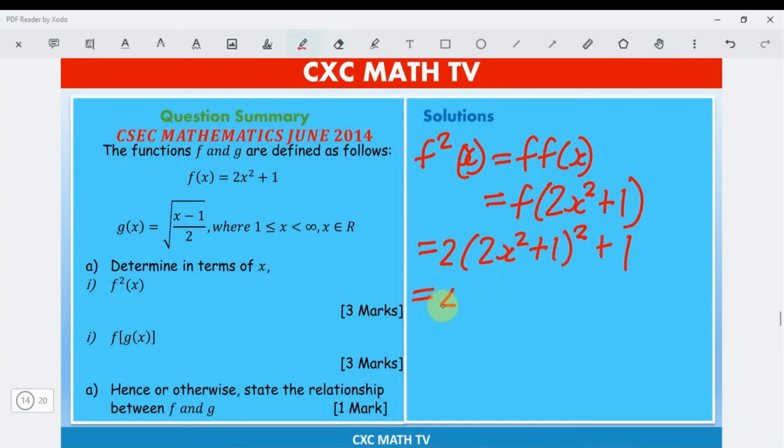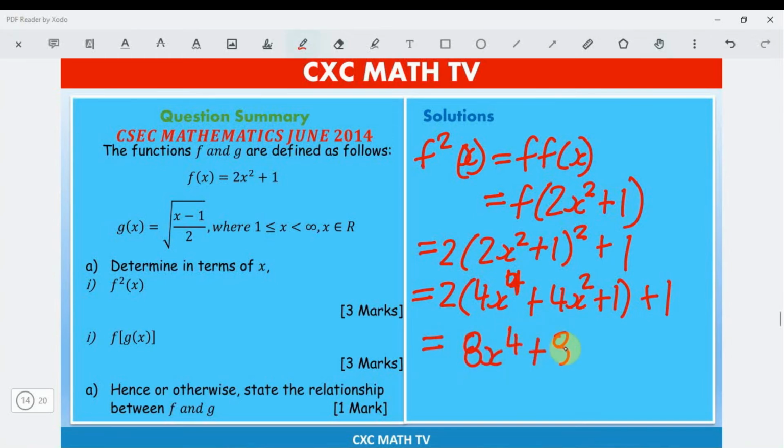That works out to be 2 times first term squared. And x squared, when I square it, becomes x to the 4th power. First term squared plus twice the product of the two, that's 4x squared, plus second term squared, plus 1. That will simplify to be 2 times 4 is 8. So that's 8x to the 4 plus 8x squared plus 2 plus 1 is plus 3. In other words, f squared x is 8x to the 4 plus 8x squared plus 3. That's what we get right there.